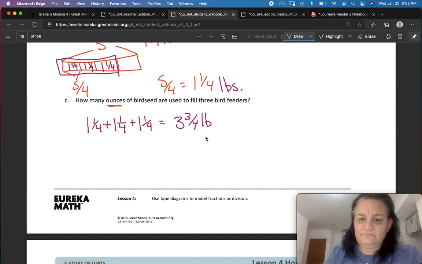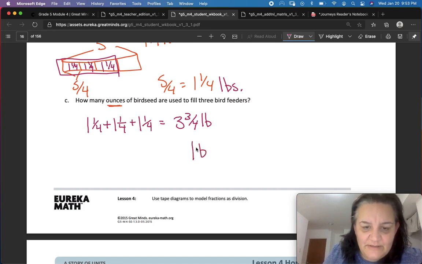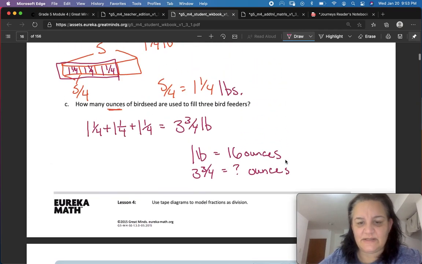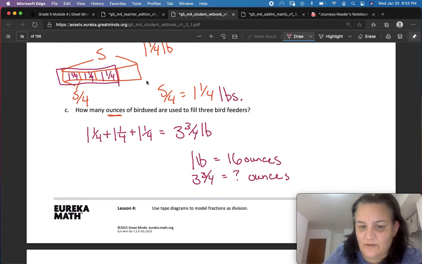So, if 1 pound equals 16 ounces, then 3 3/4 pounds equals how many ounces? That's what we're trying to solve. Ooh, these are challenging questions. I like this. This is good. Okay, well, so we're going to have to multiply 3 times 16. 16 times 3.